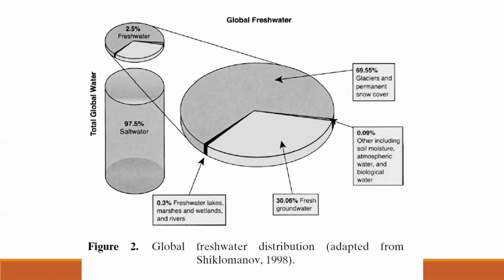water, and the remaining 2.5% is fresh water. Of that fresh water, the vast majority is in glaciers and permanent snow cover, right? So we don't actually have access to that. So we're looking at about 69, 70% there. And then the rest of it we're going to be able to find in fresh groundwater and then freshwater lakes, wetlands, rivers, streams, etc. And then a small amount is actually going to be in soil moisture and those places. So this is our general distribution of water on the planet.